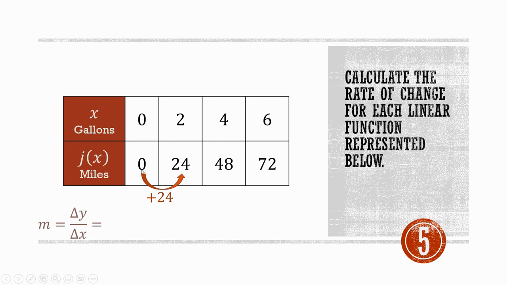So for instance, for our change in y, m represents our rate of change, our slope. Change in y, 0 to 24 is plus 24. 0 to 2 is plus 2. So I get 24 over 2, which is 12.